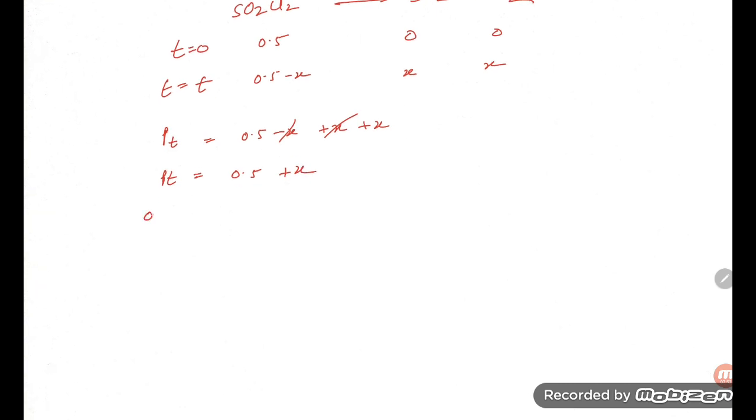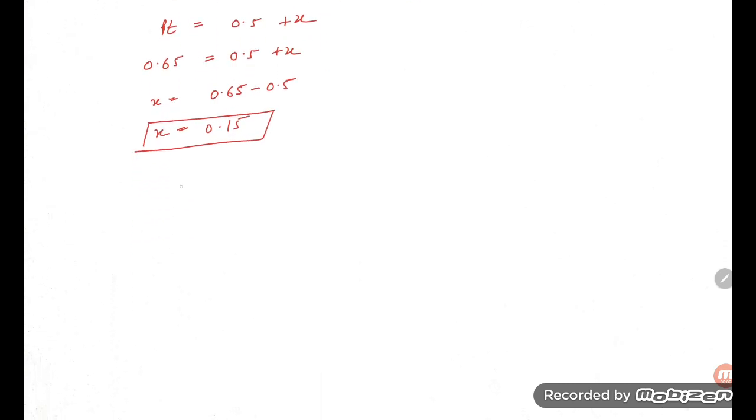Pt, how much are they saying? 0.65 is equal to 0.5 plus X. Student, X is equal to how much? 0.65 minus 0.5. So X is equal to 0.15. Now dear student, let us write the equation. So rate is equal to, what will be there, student? Here it is a first order reaction.